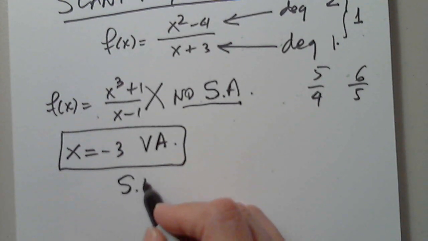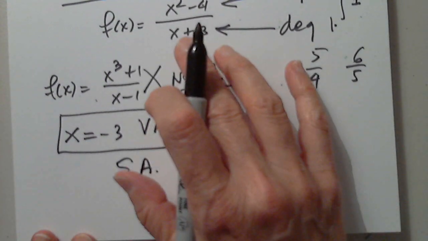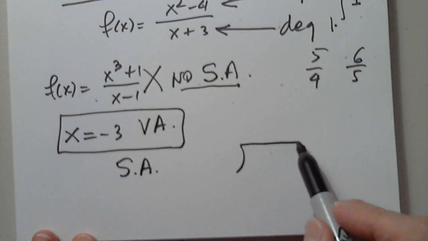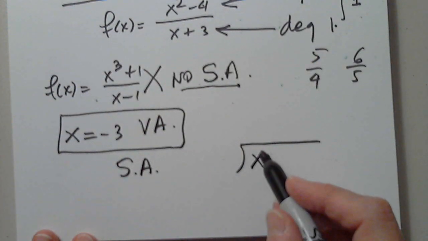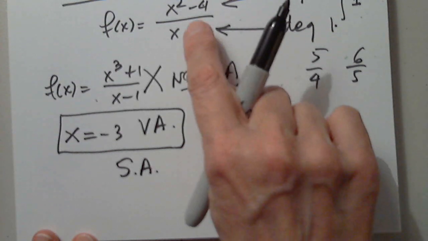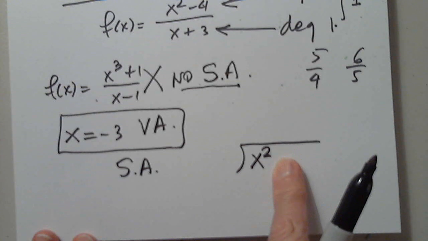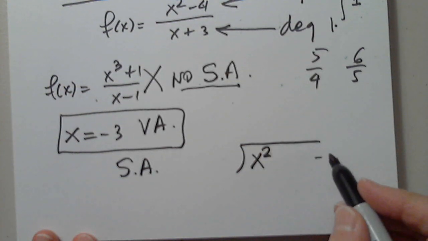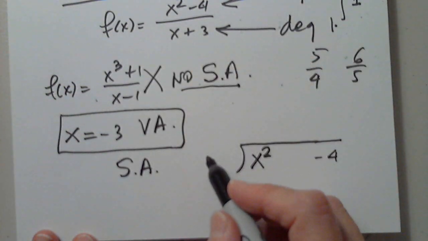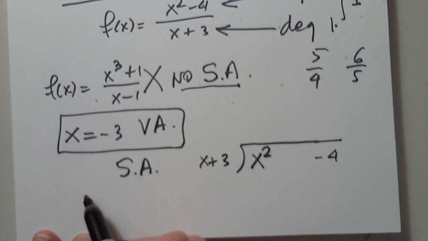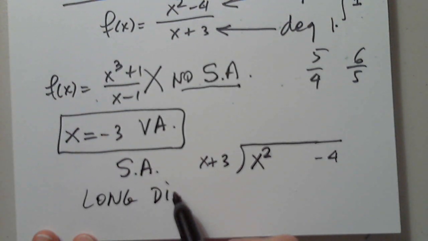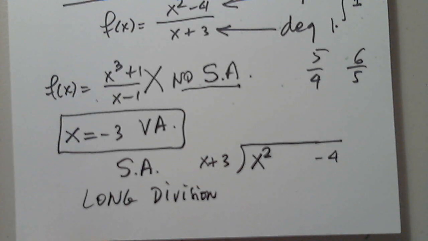To find the slant asymptote, we have to divide. We are dividing the numerator, x squared, with a space because the term with degree 1 is missing, minus 4, and I divide by x plus 3. This is the long division. Anyone remembers a long division for polynomials? It's okay if you say no, we'll go through it anyway.